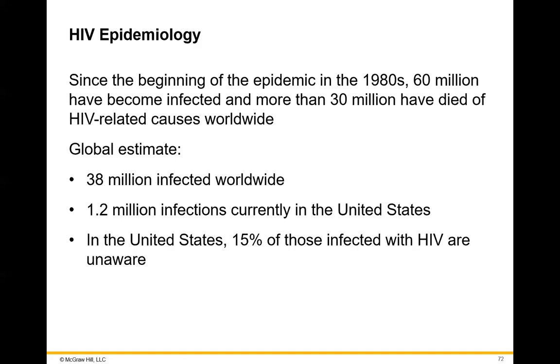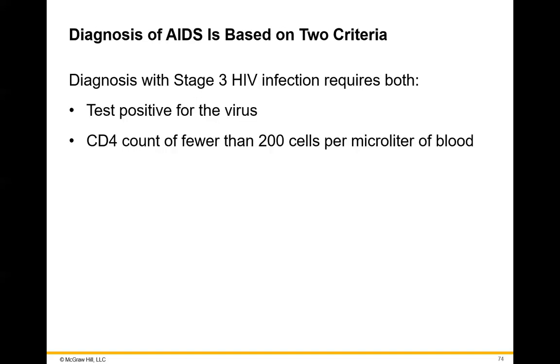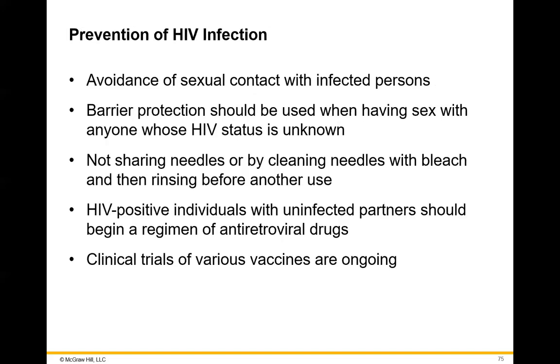And I'm not going to talk too much about epidemiology. We know it appeared in the 80s. They called it a gay-related disease, and it is not. We use ELISA, certain agglutination with antibodies, and other rapid antibody tests to diagnose this. In order to have AIDS, you have to have HIV and a low T cell count.